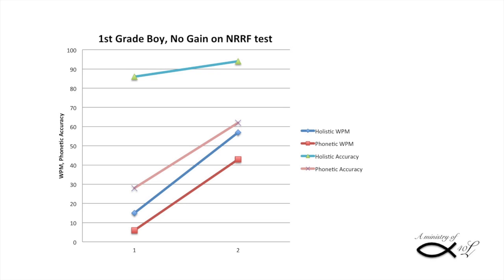With the phonetic, he started reading out 6 words per minute and ended up reading 43 words per minute, improving his accuracy from 28 to 62%. His slowdown decreased from 60 to 25%.